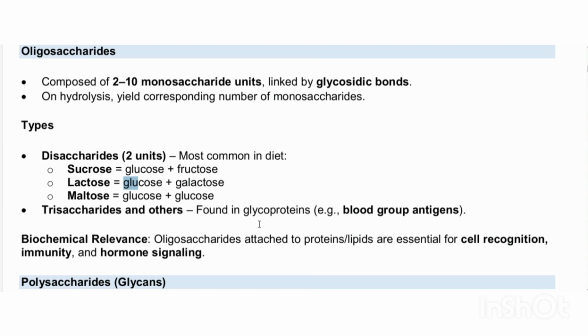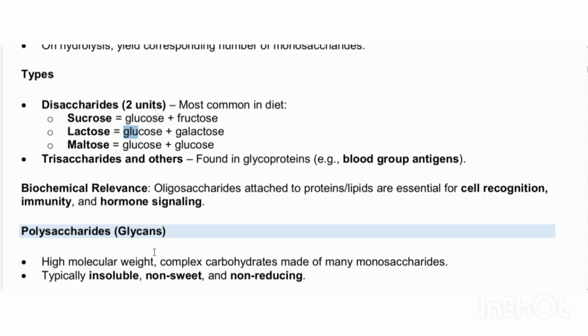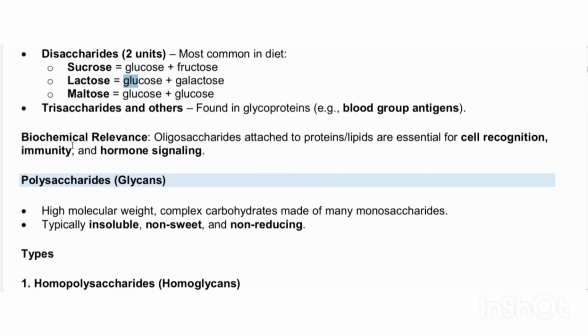Usually trisaccharides, tetrasaccharides and pentasaccharides are found in glycoproteins, just like blood grouping antigens, etc. One point to be noted is that oligosaccharides attached to proteins or lipids are essential for cell recognition. Why are they essential for cell recognition? Because they act as cell surface markers and receptors. So the hormones or other signaling molecules usually attach to those receptors, and they also help in identification or recognition of the cell. That's why they have a role in our immunity as well.